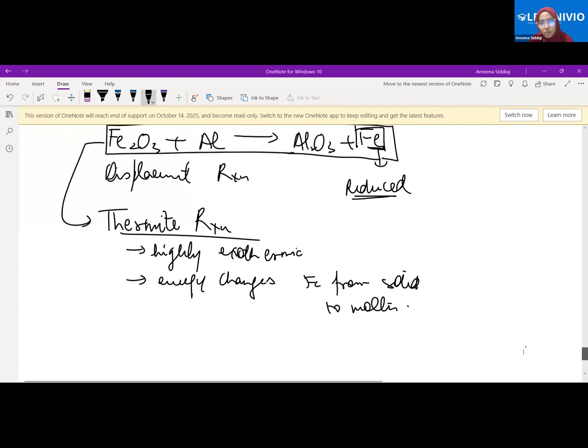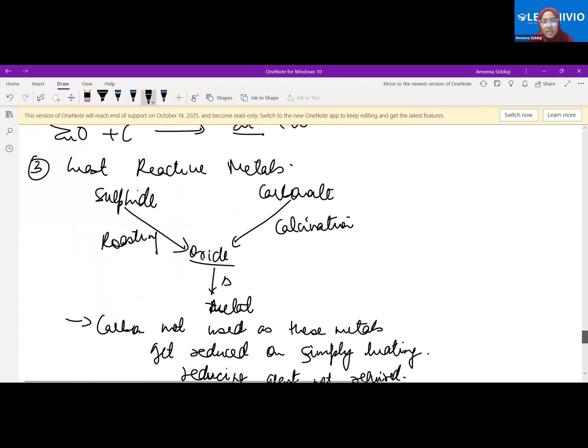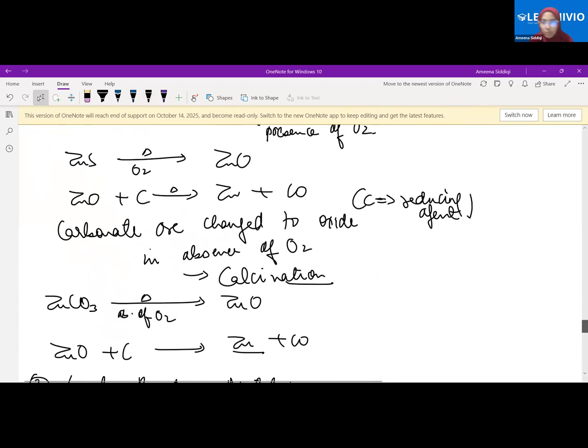Metals from their ores, right? The extraction of metals from their ores. There are three major steps. One is the concentration of the ore. The other is the extraction of the metal from that respective ore. And the third is the refining of the metal.